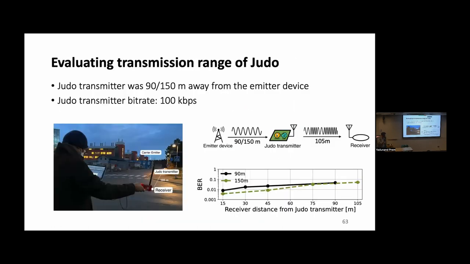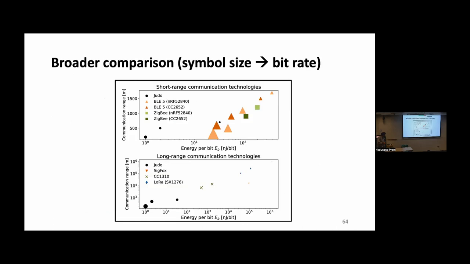This was some more experiments that I did, and we were able to get 100 meters of range, back in Sweden. Now compare it to the technologies that exist right now. Have any of you heard of a wireless standard called LoRa? Okay, there are some people. It's not as high range as LoRa, but it has at least two orders of magnitude lower power consumption.